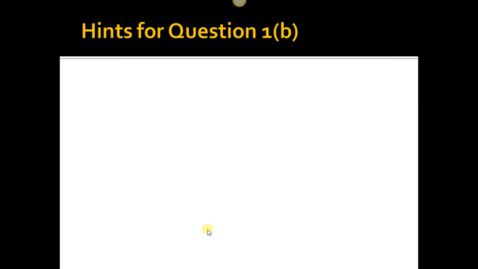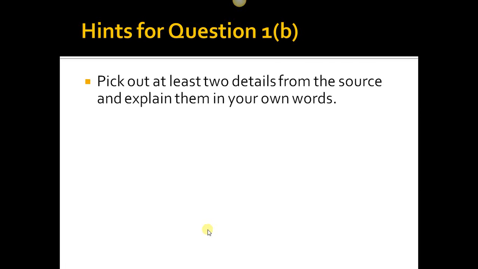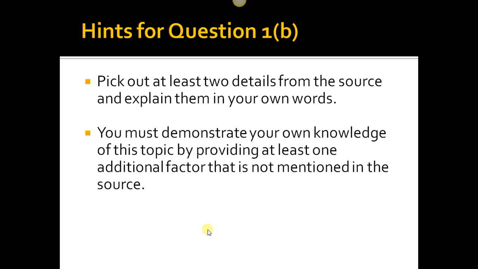Okay, so we'll give you a couple of hints for question 1b. Pick out at least two details from the source and explain them in your own words. That's what I tried to do there. Rather than just copy exactly what was said, you can put it into your own words. And then you must demonstrate your own knowledge of this topic by providing at least one additional factor that is not mentioned in the source.